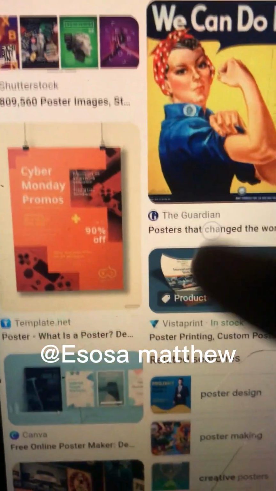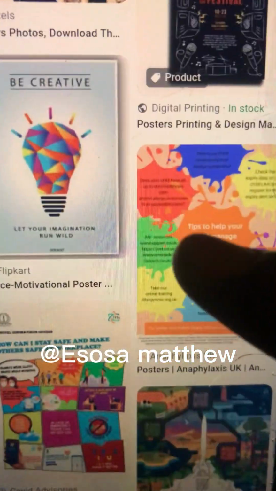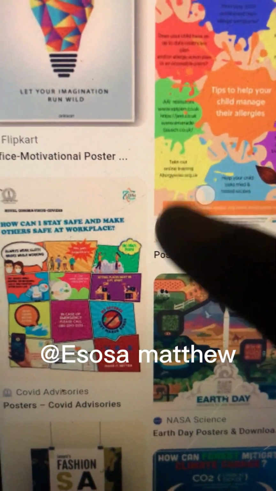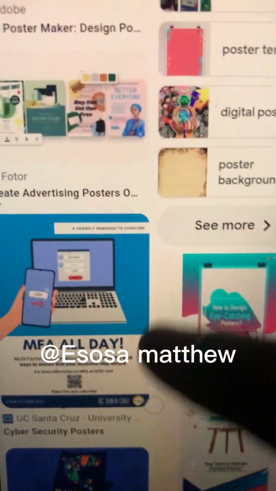So what you want to design for determines the type of graphics you use, and the space you leave in between your words or your graphics. All right, these are examples of posters.